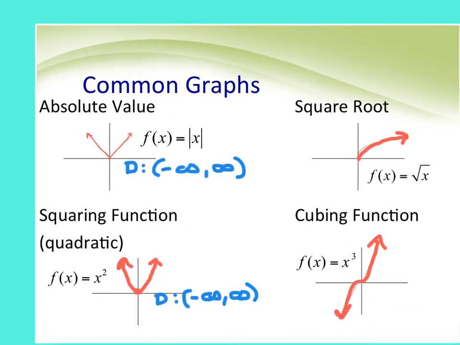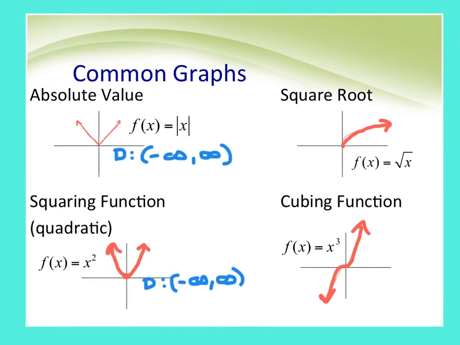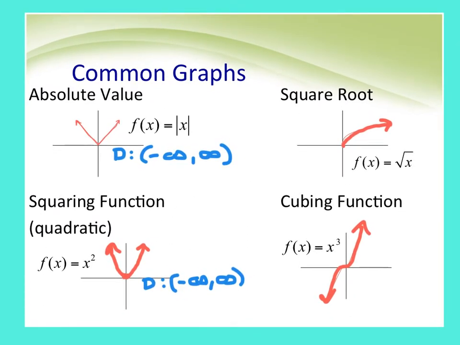How about the square root function? Is there a restriction this time? Yeah, right? What is it? It has to be positive, so we're saying from 0 to positive infinity. And then the cubic function, back to no restriction, my arrows point all the way left and all the way right.